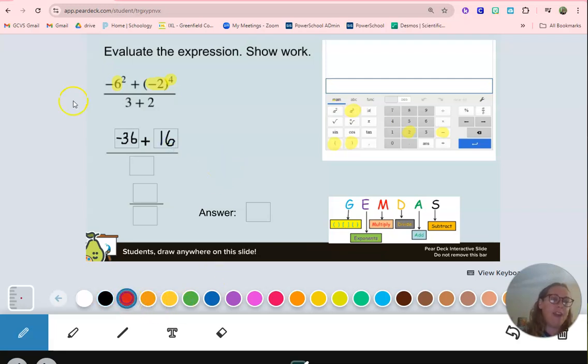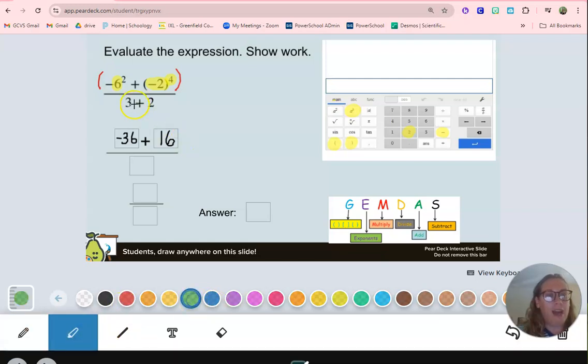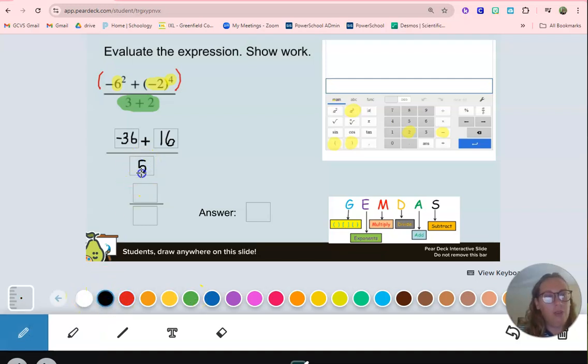Right? When we have a fraction bar like this, we can think of this all being in a grouping symbol, so we just simplified that top grouping symbol. In the denominator, the bottom of the fraction, we have 3 plus 2, just addition, so we can simplify that to our 3 plus 2, which is 5.